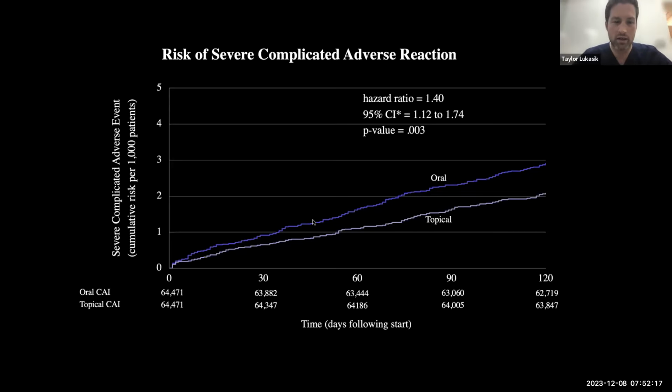So when we look at the oral carbonic anhydrase inhibitors, the absolute risk was 2.9 per 1,000 patients after 120 days follow-up. For topical CAIs, the absolute risk was 2.08 per 1,000 patients after 120 days follow-up. The hazard ratio was 1.4, and this was statistically significant. When you compare oral and topical carbonic anhydrase inhibitors, there was a 40% relative increased risk of a serious adverse event, but this is expected as oral medications act more systemically.